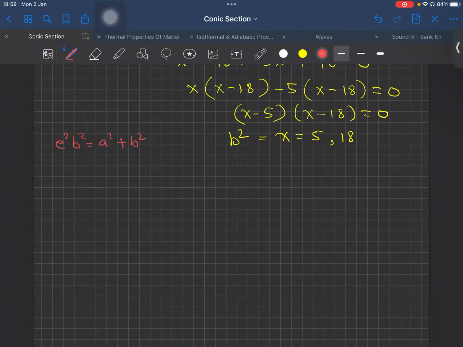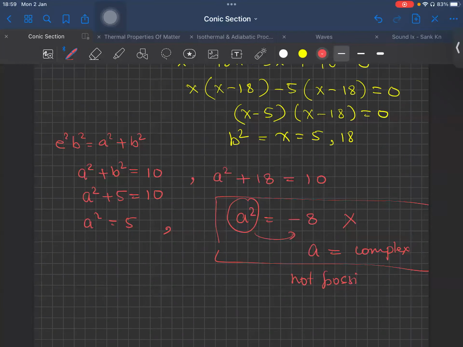Now another equation, a square plus 18 is equal to 10. So a square will be equal to minus 8, which is not possible. Because if a square value is negative, that means a is complex, and we are studying only real axes, right? We are talking about real axes, not complex numbers. So this is not possible. All right, so a square is equal to 5, for which b square is also equal to 5. Got it?